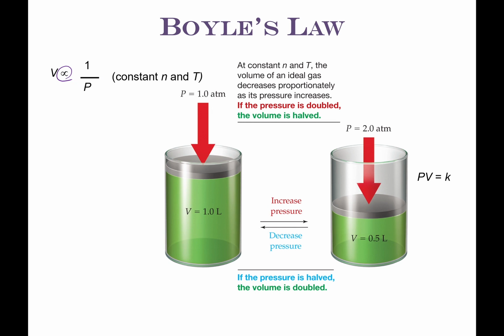So what we see here is P times V is equal to K, a constant. This is actually showing you that pressure at 1 atmosphere has a volume of 1 liter, and pressure at 2 atmospheres, so double the pressure, has half the volume.